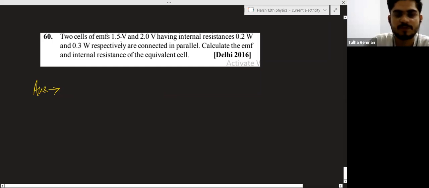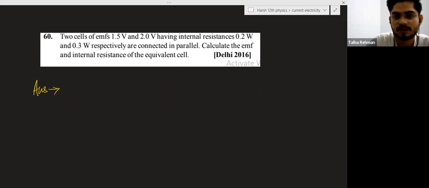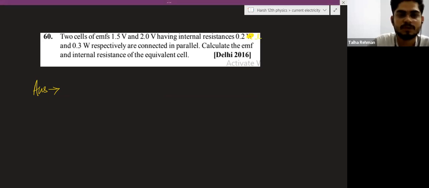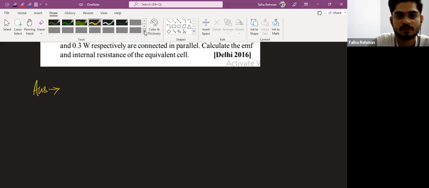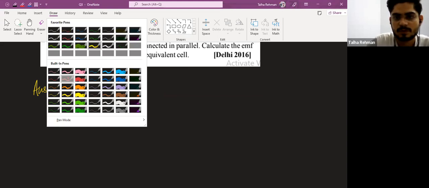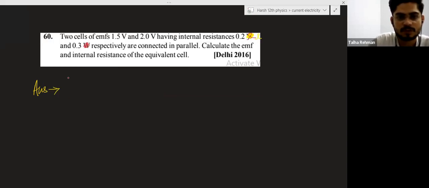So they are saying two cells of EMF 1.5 volt and 2.0 volt having internal resistance. This is not watt, this will be ohm. This is a misprint. Here also, this is not watt, this is ohm. So we have E1 is equal to 1.5 volt and E2 is 2 volt.